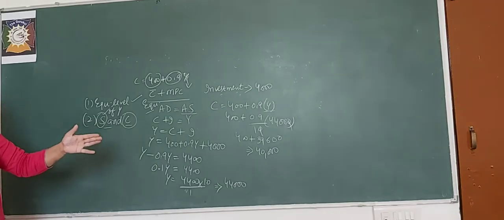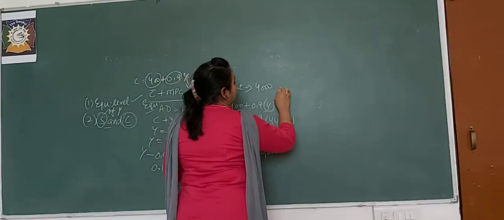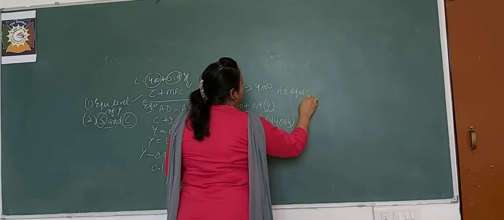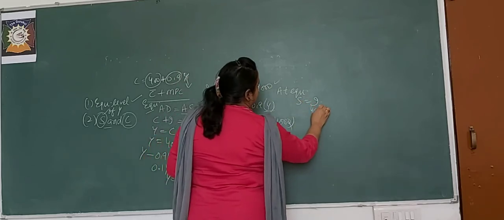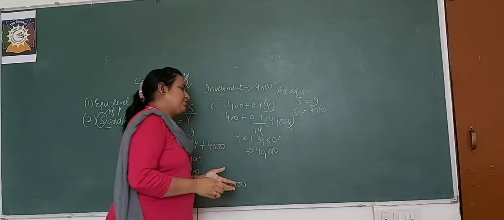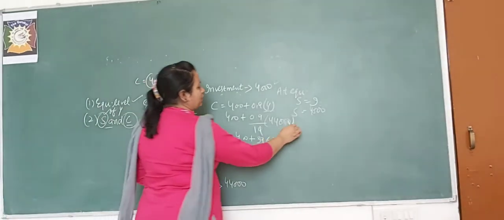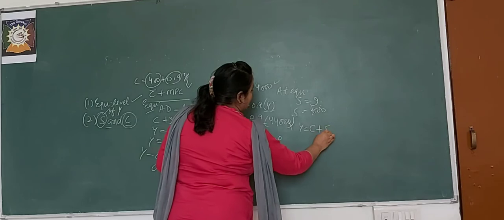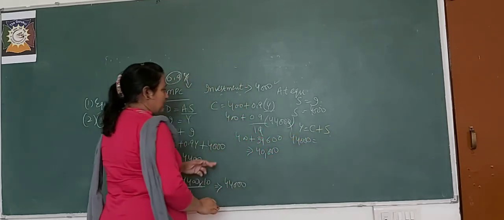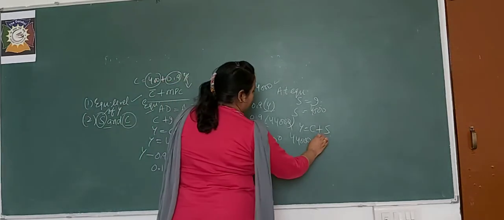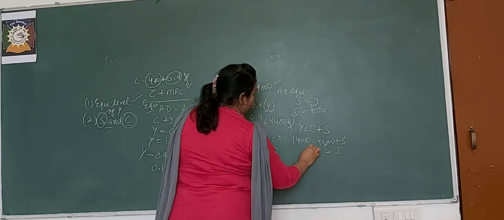Next is saving. If I take the equilibrium level, at equilibrium level I know S and I are equal. If investment is 4,000, saving is equal to 4,000. Or you know this thing that Y is equal to C plus S. So Y I have 44,000. Consumption I have 40,000. So saving will be 4,000.